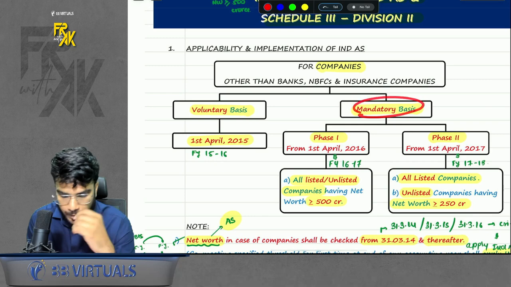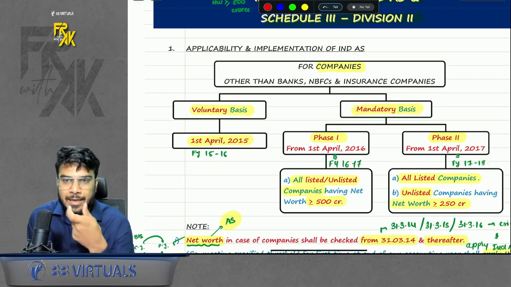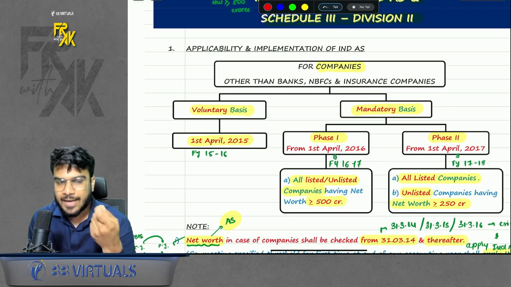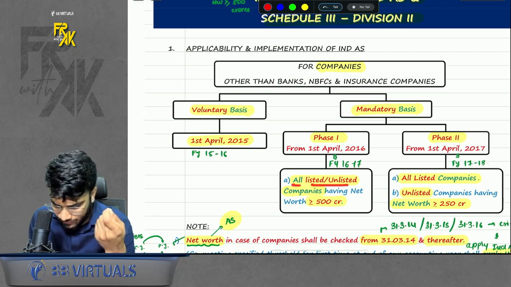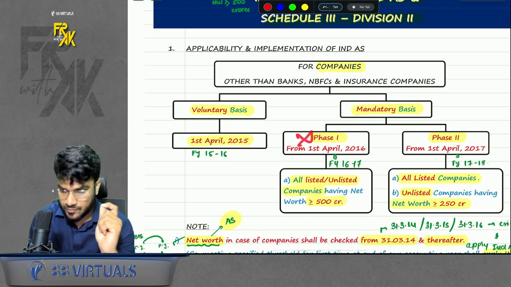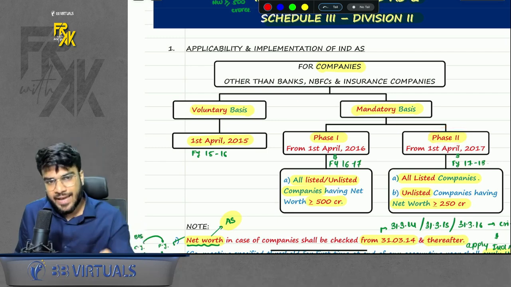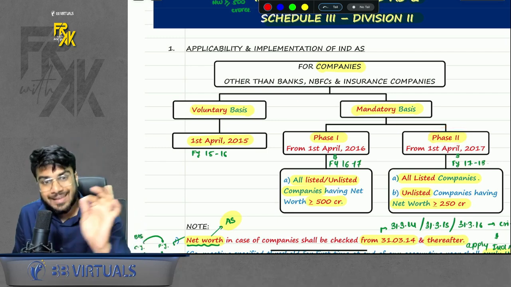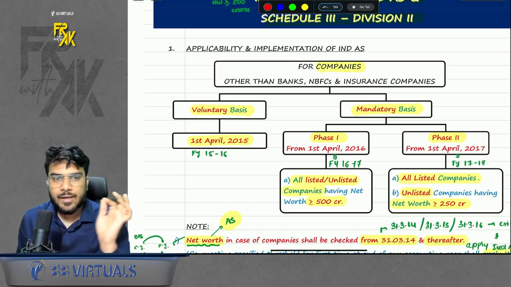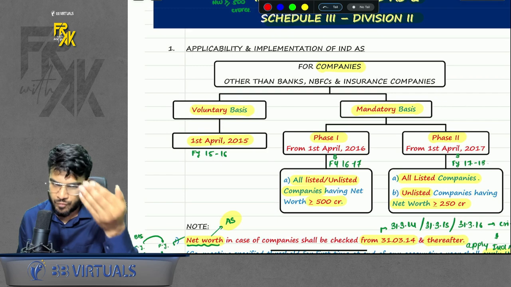Right. Now, if you wish to not opt for it voluntarily, you can choose the mandatory basis, which starts from 1st April 16, which is phase 1, where the criteria is all listed or unlisted companies having net worth greater than or equal to 500 crores. Or if you have not applied Ind AS from here, you might fall under phase 2, which starts from 1st April 17, where all listed companies are covered, irrespective of your net worth. Or if you are an unlisted company and your net worth is greater than or equal to 250 crores, you will fall under phase 2.